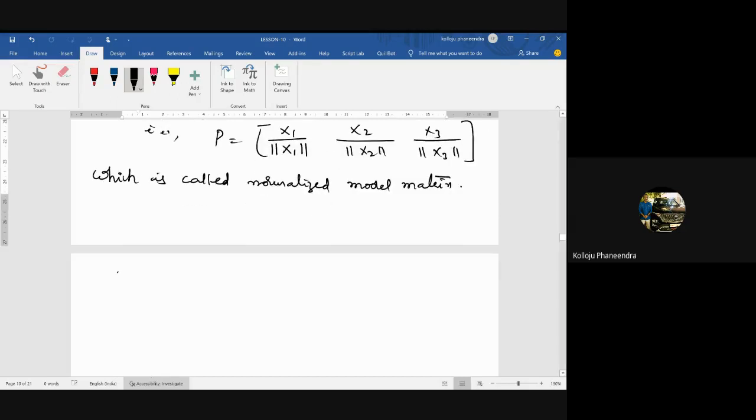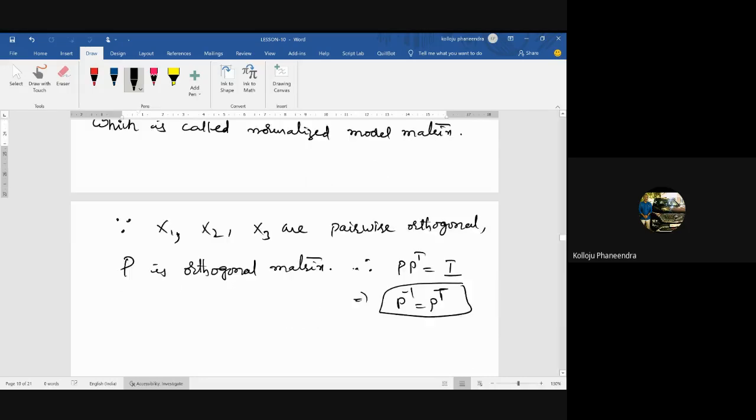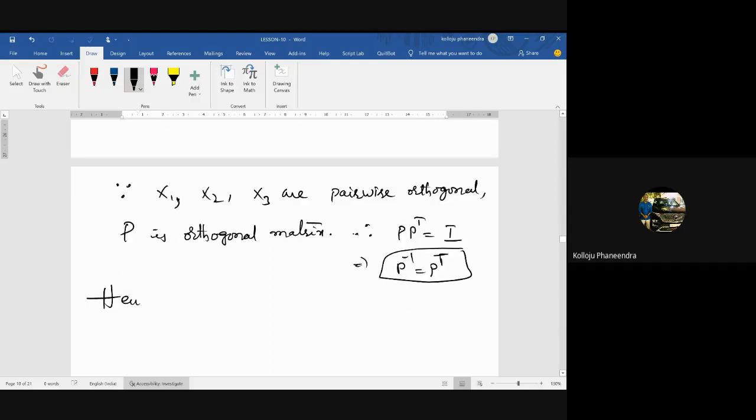Since x1, x2, x3 are pairwise orthogonal, P is an orthogonal matrix. P is an orthogonal matrix means what? Therefore P into P transpose equal to I, right? That is P inverse equal to P transpose. Hence, now this is the final conclusion.